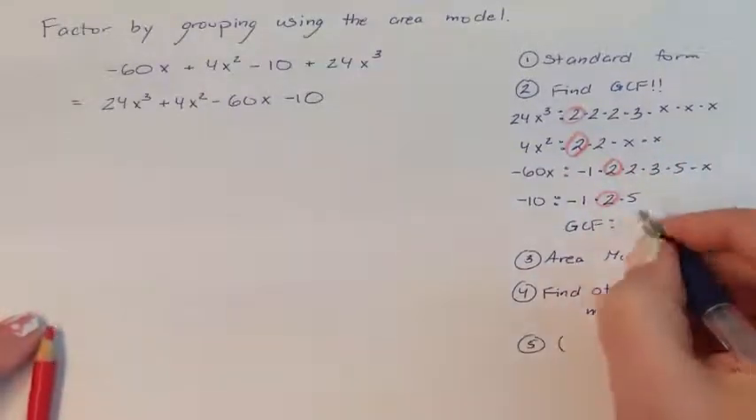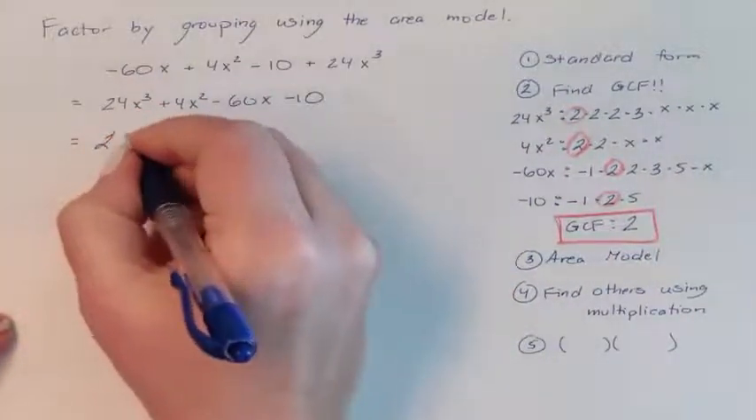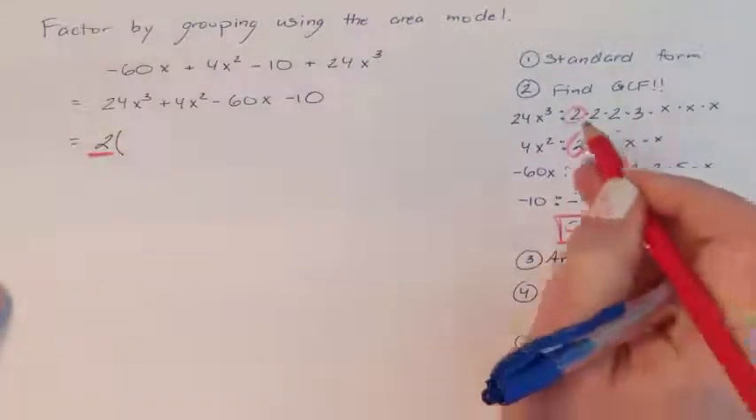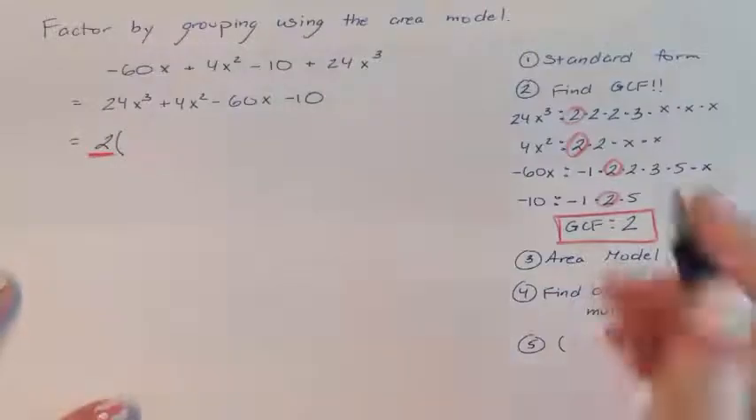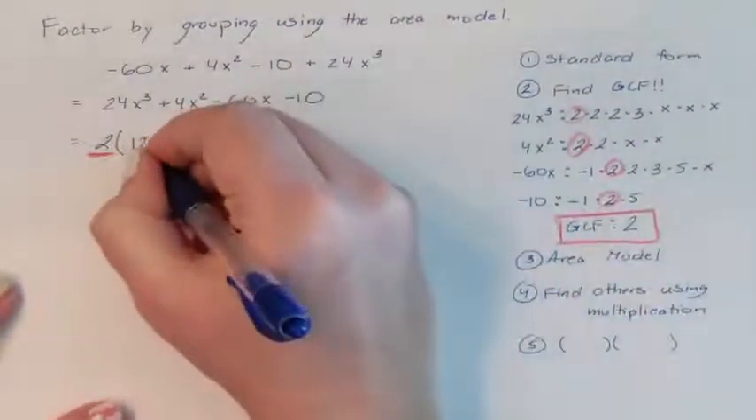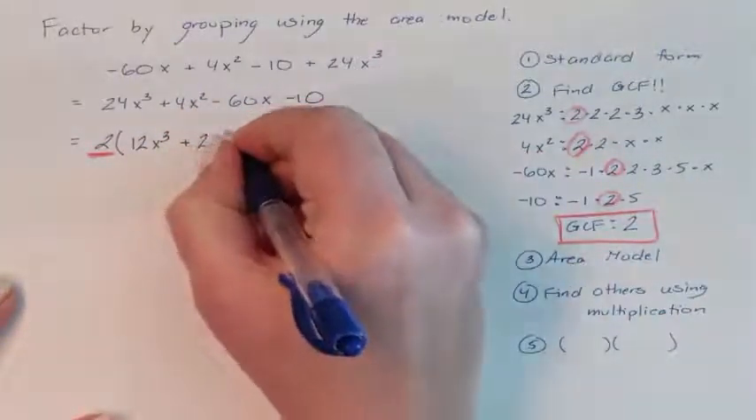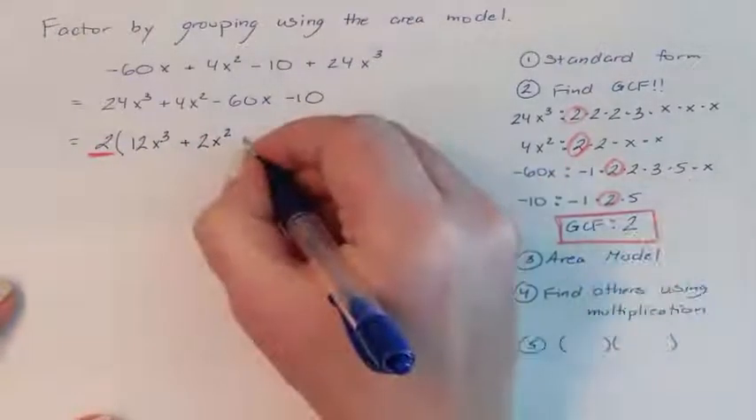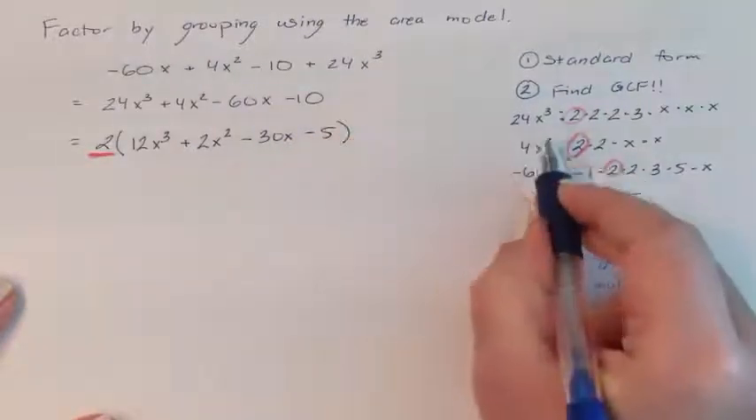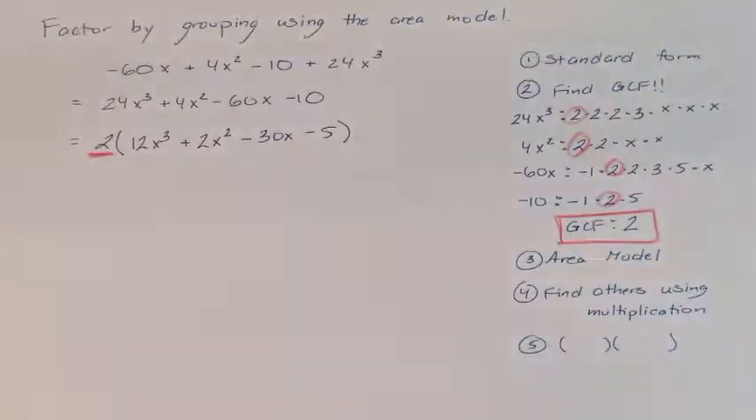I see that all of my lists share a 2, and they share no variables. So my GCF is going to be a 2. And so I'm going to come over here and I'm going to say, hey, look, they had a 2 in common. And so my GCF comes out here first. And then what's left behind is what was left behind in the other lists. So 2 times 2 times 3 times x times x times x. So I have 12x to the third left over in the first list. Multiplying, I have a positive 2x squared left over in the second list. The third list is a negative 30x, and the last list is a negative 5. 4 lists meant I had 4 terms, 4 chunks, 4 groups left behind.